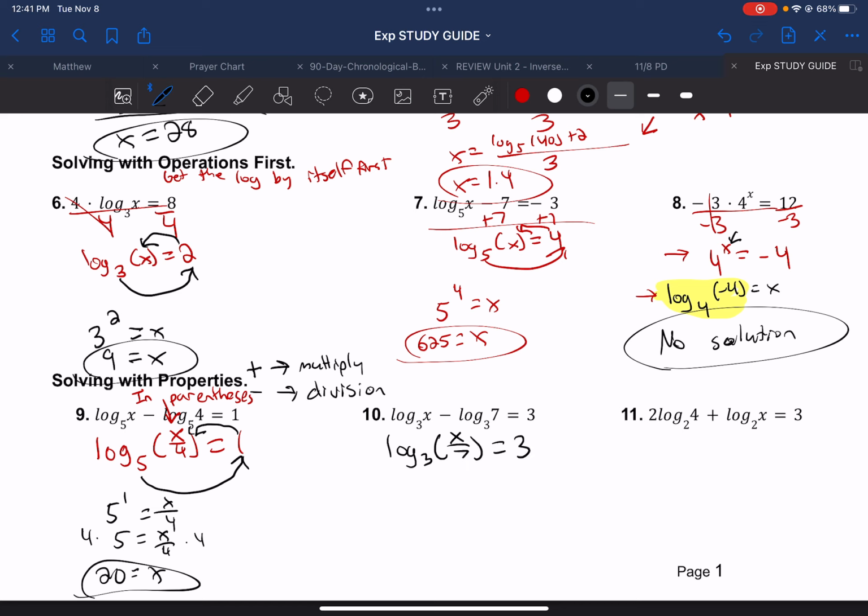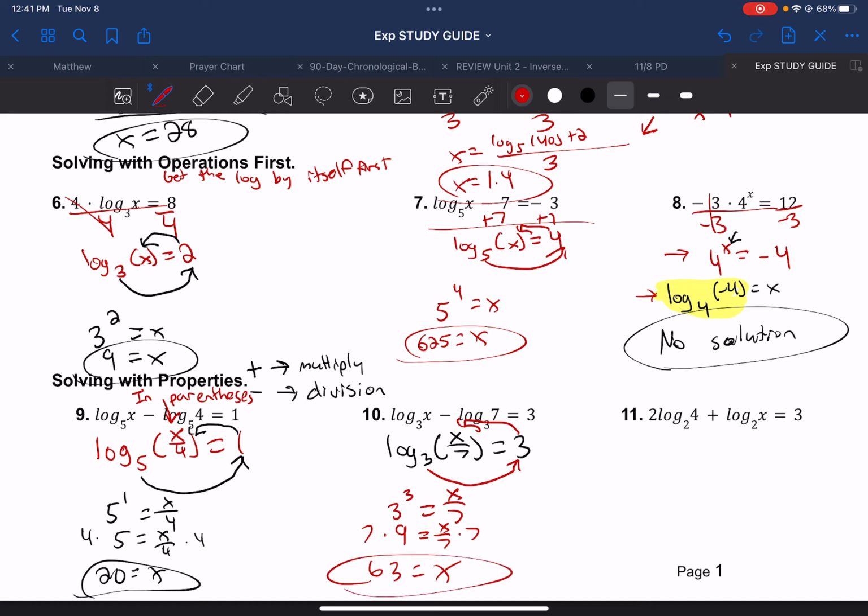And what am I going to do? I'm going to draw my arrows. You're going to get sick and tired of seeing it, but having that tool there makes it a lot easier. So 3 to the 3rd power equals x over 7. 3 to the 3rd power equals x over 7. 9 equals x over 7, times 7, times 7, 63 equals x. Cool.